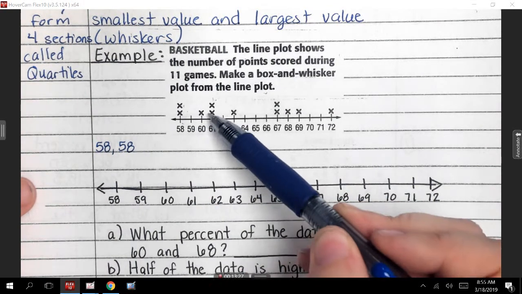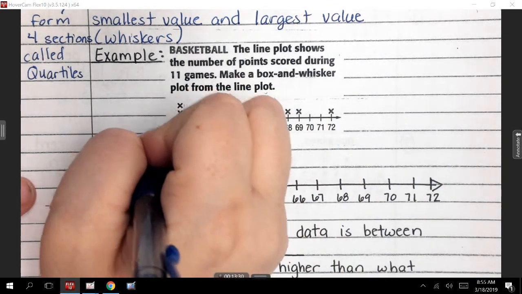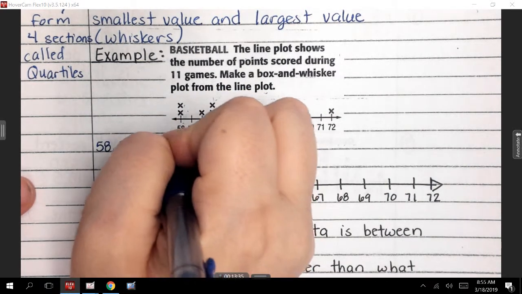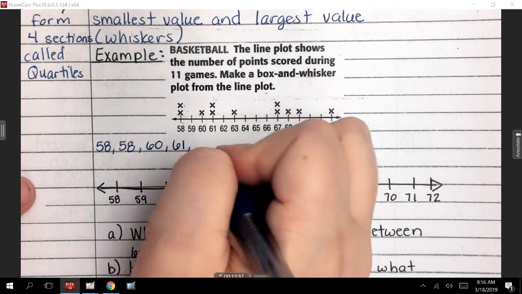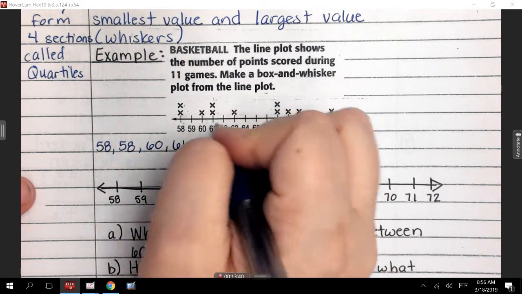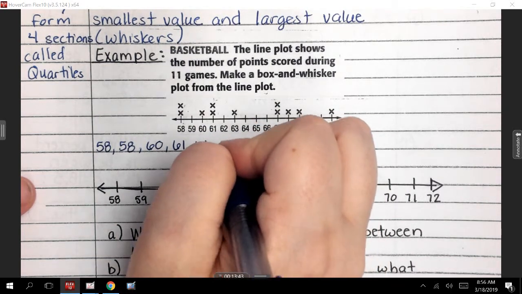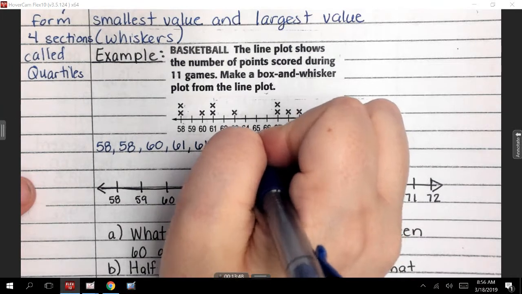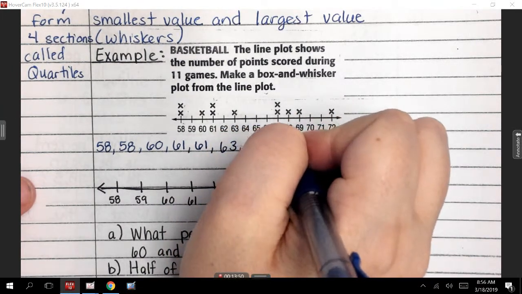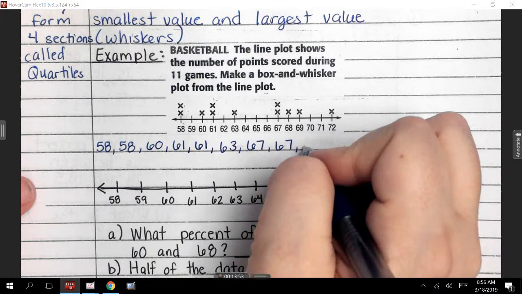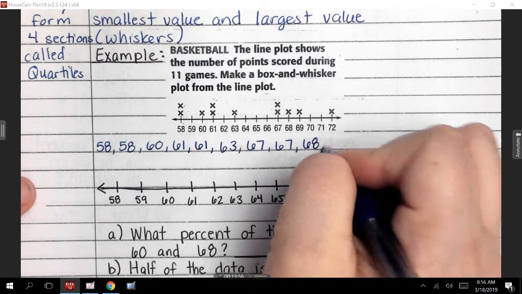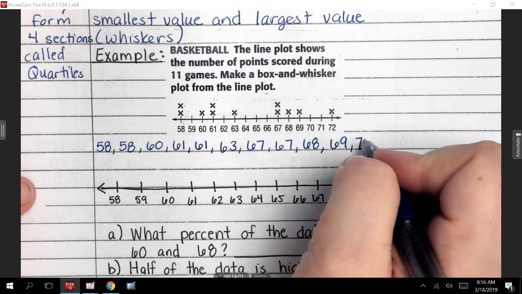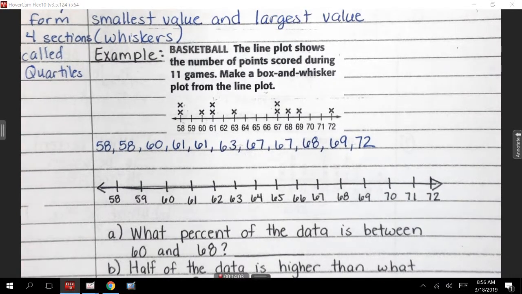After 58 and 58, then I have 60. After 60, 61. After 61, 61 again. After 61 again, 63. After 63, 67, and I need that twice. After 67, 68, and I need it once. After 68, and then 72. Okay, so there's my list of numbers.